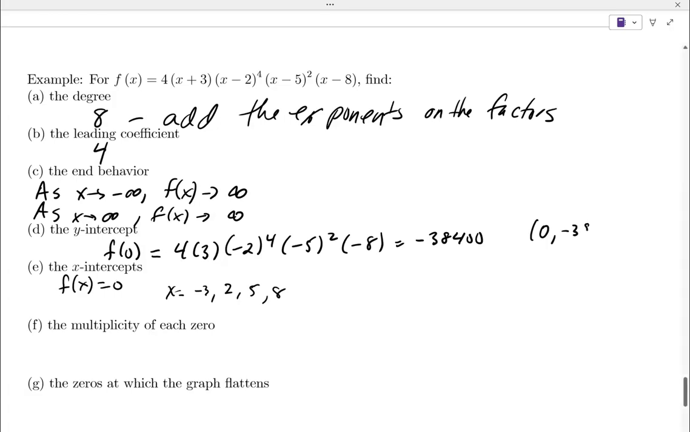0, negative 38,400. And then for part E, what points are on the graph? Good. Again, intercepts are points. Points are described in order of pairs. But the bigger issue is we want to try to get a graph at the end, so I want to make sure that you understand these are actually points on the graph that we're going to use to help us draw the graph.